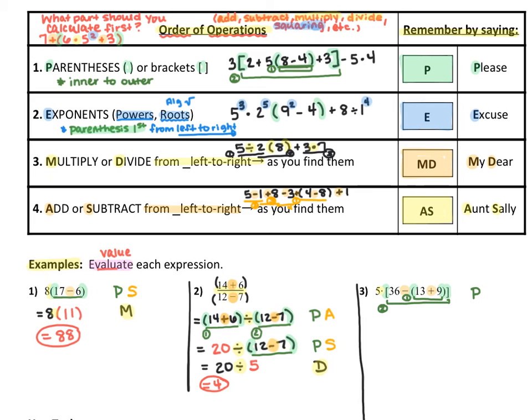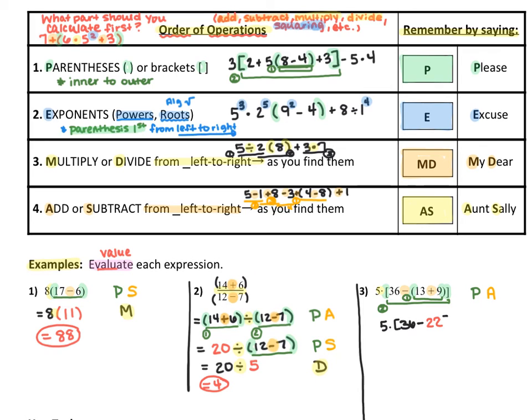And the innermost parentheses have the symbol for addition. So we're actually going to be adding 13 plus 9 first. Everything else we would bring down. We're not operating on it yet. But the 13 plus 9 will get 22. And we close our parentheses with the brackets.